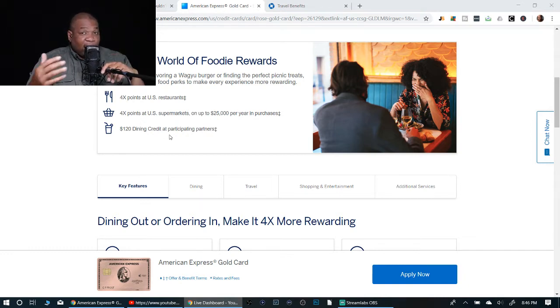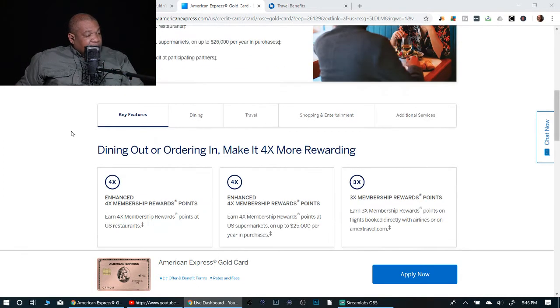If you live in a large city where you don't really want to jump in the car and go somewhere, and it's easier just to order food in, then this dining credit is probably better for you because it's $120 every year. But like I said, it's not that much, so if you use it maybe once a month, you'll be over that $10. So let's look at some of the other benefits.